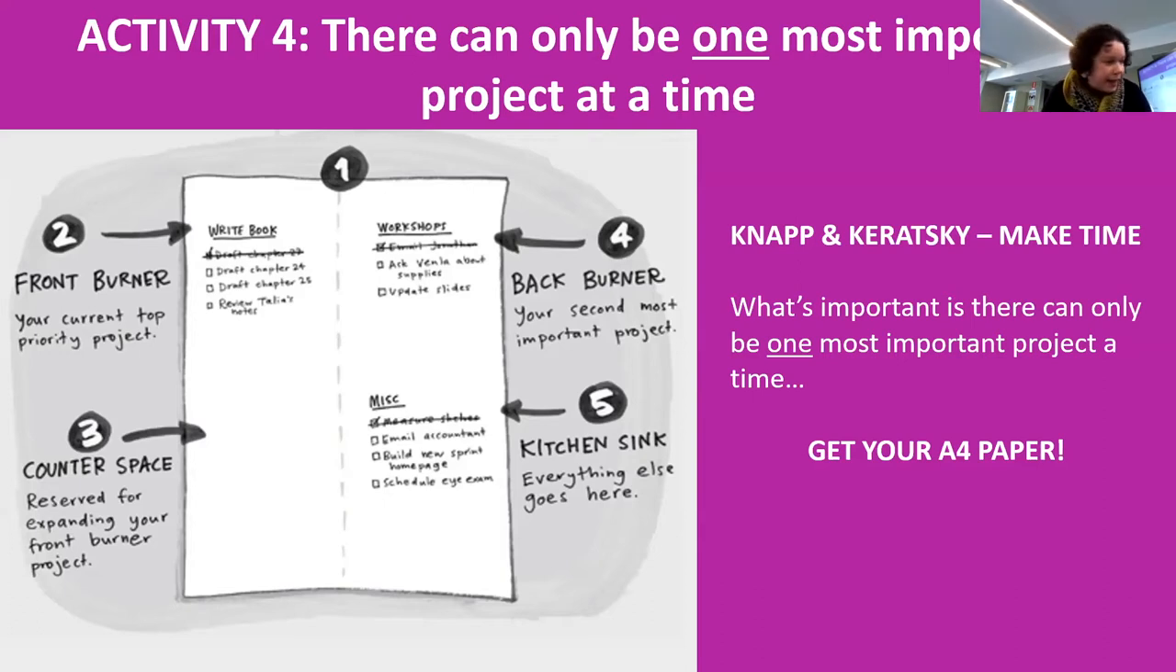So you get your bit of paper and a pen and try and write top left front burner, and this is your current top priority project, which we should have identified before for your one thing for the year. So it might be, if you're Janice, writing a book proposal. If you're Thea, it's kicking off her Australian Research Council Discovery Project. So that's your front burner. On the back burner is your second most important project. And I like Nath's book because the most important project is writing a book, so it is to do with writing, which is a lot of us. So the left-hand side should be up the front as your front burner.